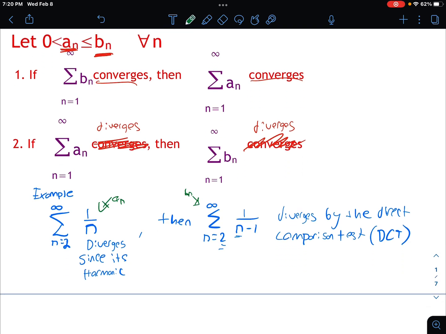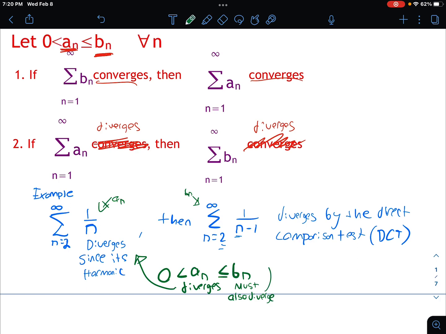This is the basic concept, following the rule right up above: 0 is less than a sub n, which is less than or equal to b sub n. And what we know is that a sub n diverges because it's harmonic. If it diverges, any series that's larger than it is also going to diverge, which is this part right here. So this one must also diverge.